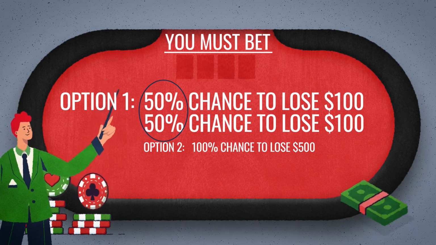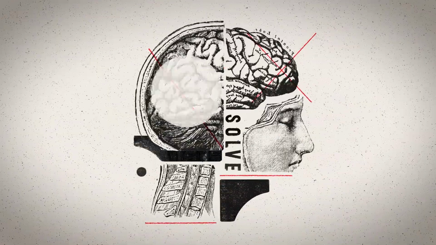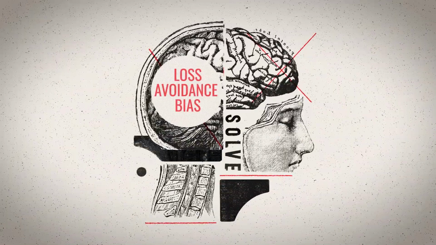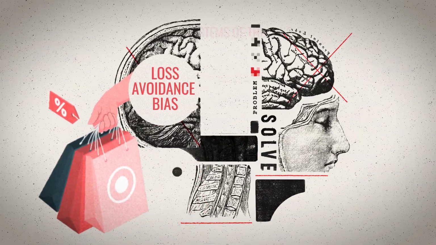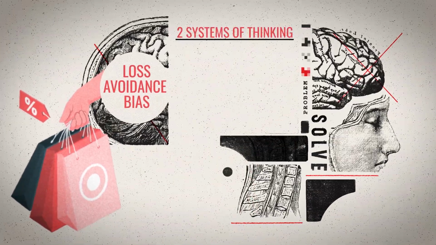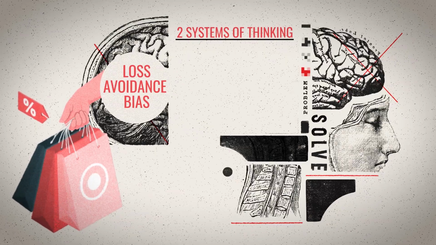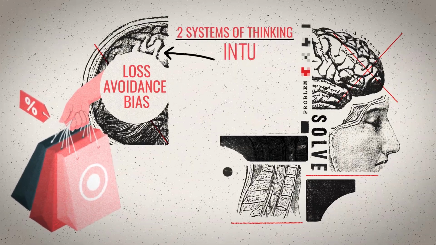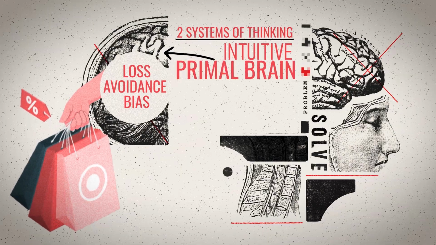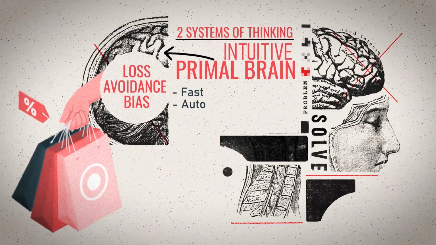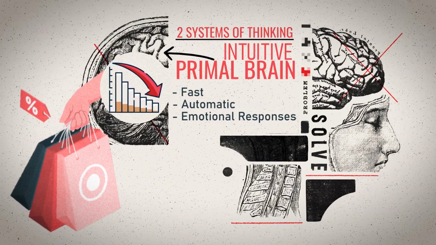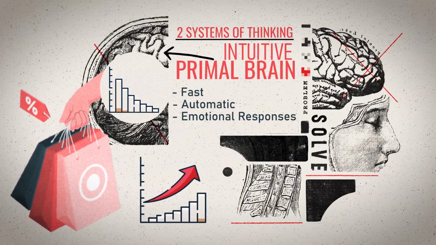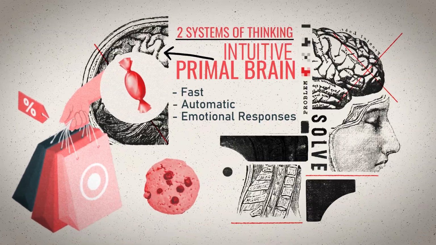When facing such options, the primal brain instantly activates a loss avoidance bias, a bias that is central to most of our buying decisions. This bias stems from the 2 systems of thinking that operate within our minds. The first system, often referred to as the intuitive or primal brain, relies on fast, automatic, and emotional responses. It seeks to avoid losses and secure immediate gains, as seen in the candy and cookie example earlier.